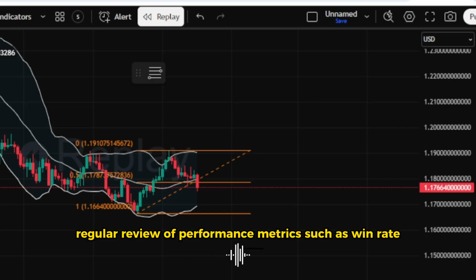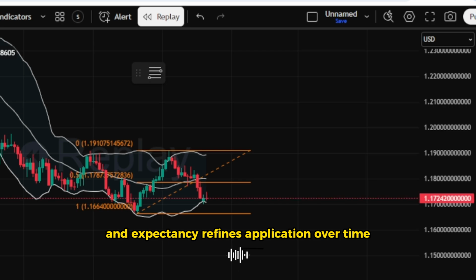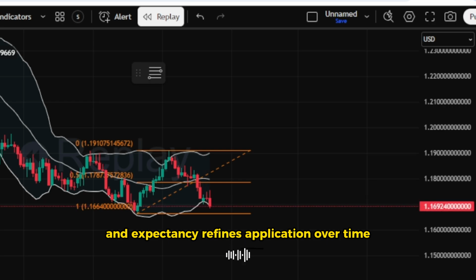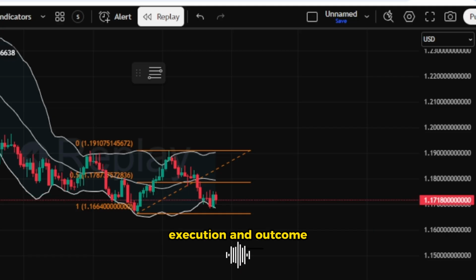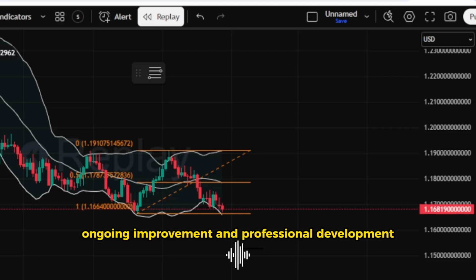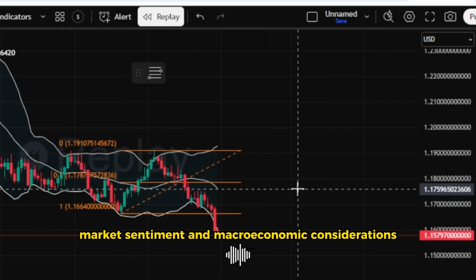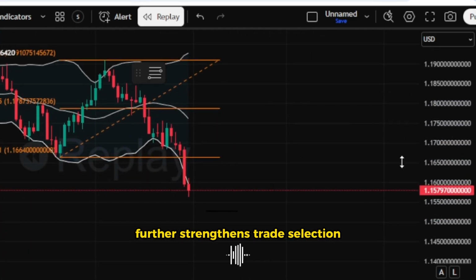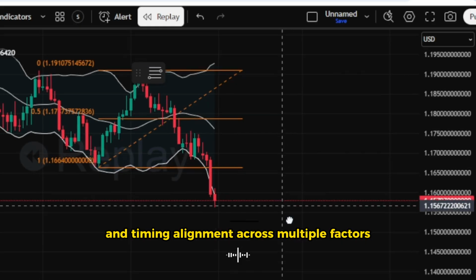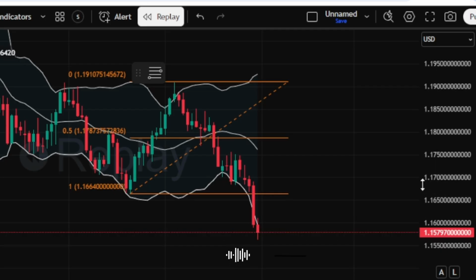Regular review of performance metrics such as win rate, reward to risk ratio, and expectancy refines application over time. Journaling trades with detailed notes on context, execution, and outcome supports ongoing improvement and professional development. Combining this method with fundamental analysis, market sentiment, and macroeconomic considerations further strengthens trade selection and timing. Alignment across multiple factors increases confidence and conviction in each decision.